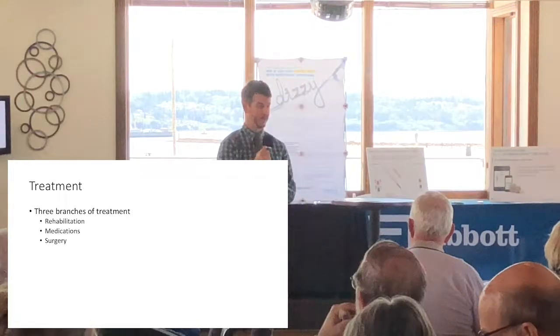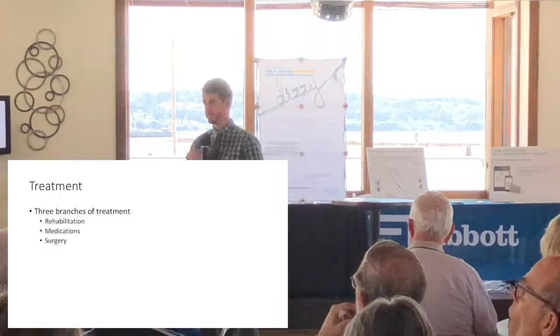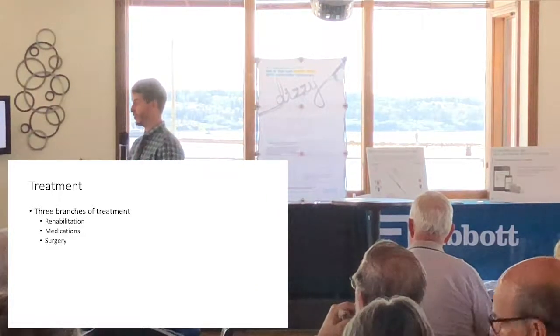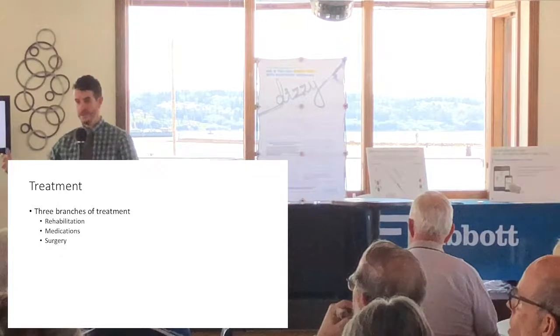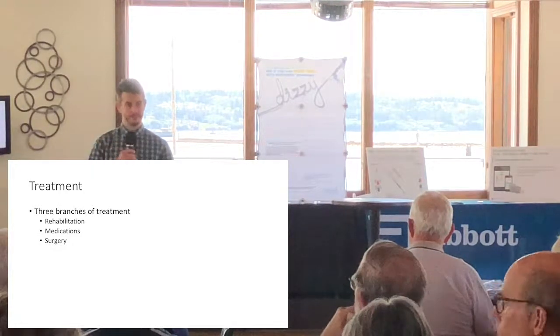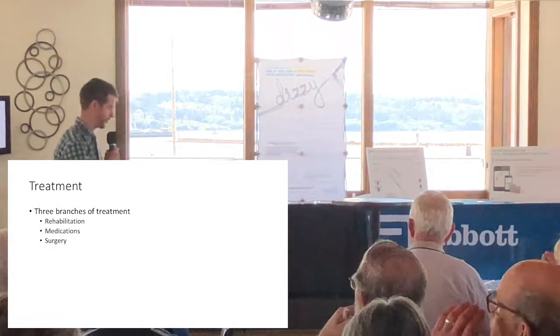So whenever I talk to people about treatment of Parkinson's disease, I always think about the 3 branches of Parkinson's disease treatment. I always think about non-medication things and non-surgical things, which I call rehabilitation. We think about medications that we can use for Parkinson's disease, and then interventions, like surgery. So we'll go through each of these.